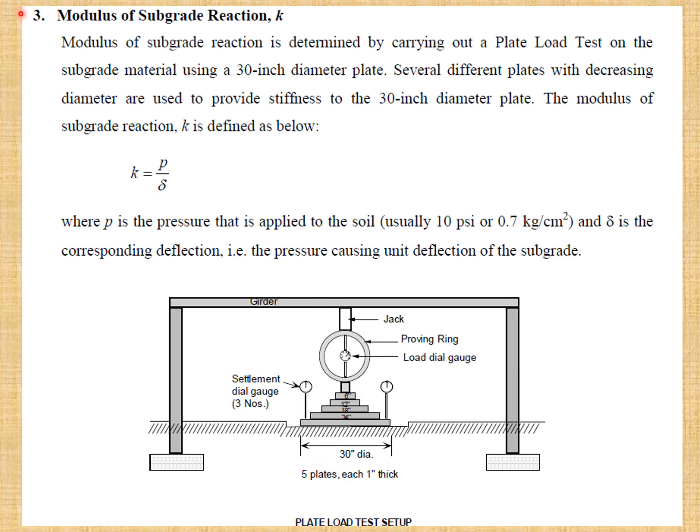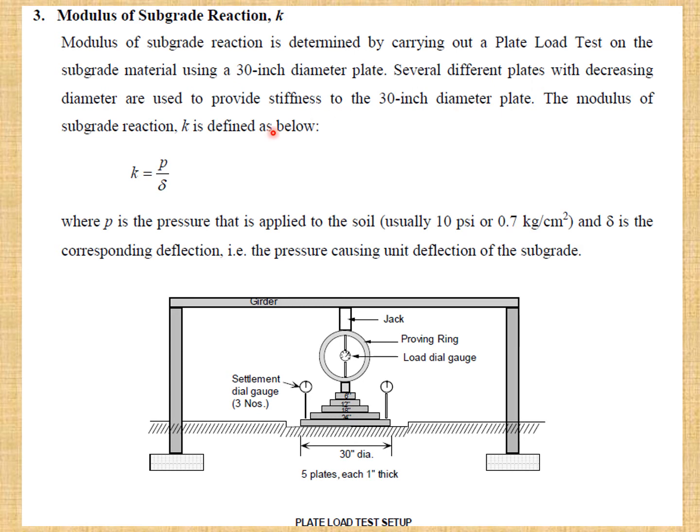Number 3, modulus of subgrade reaction, denoted by small k. The modulus of subgrade reaction is determined by carrying out a plate load test on the subgrade material using a 30 inch diameter plate. Several different plates with decreasing diameter are used to provide stiffness to the 30 inch diameter plate. So the 30 inch diameter plate is the standard plate.